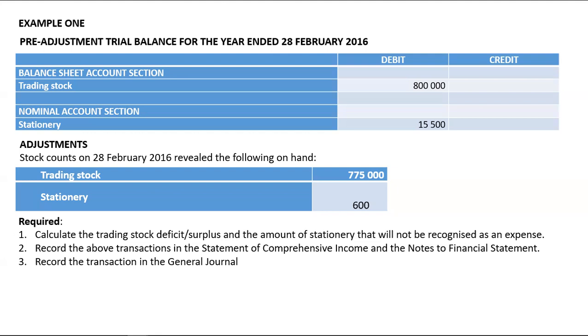Please note that in our trial balance, in our books, stock is 800,000. What we have counted is 775,000. The question is, which one is accurate? Which one do you think is the correct value? Is it the one that we have in our pre-adjustment trial balance, or is it the stock that was counted in the warehouse and on the company's shelves? Which one will be the correct trading stock value?